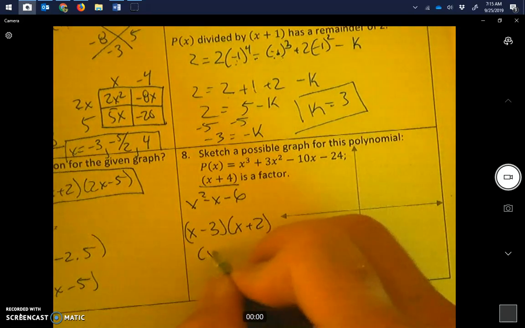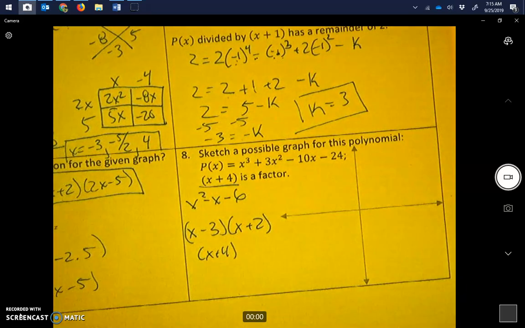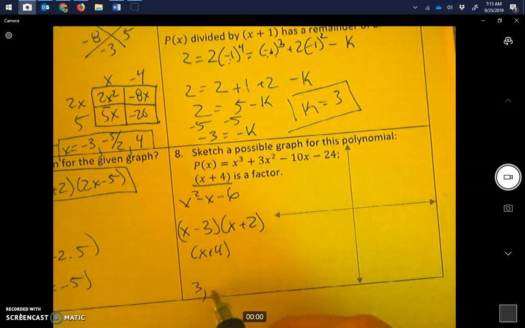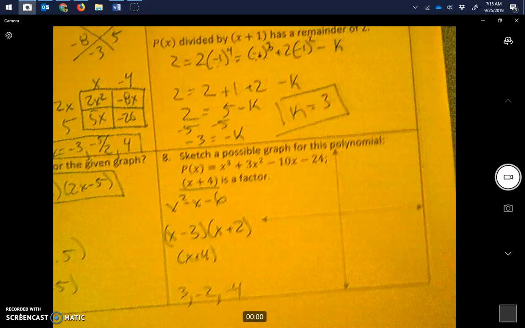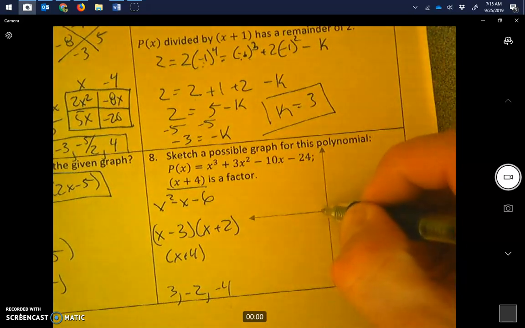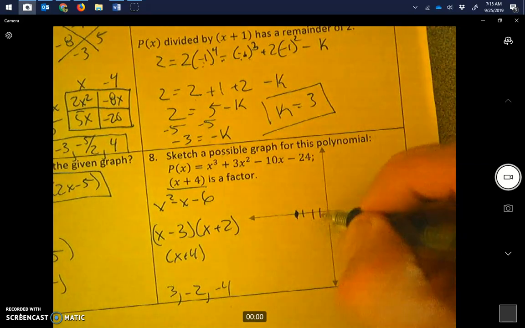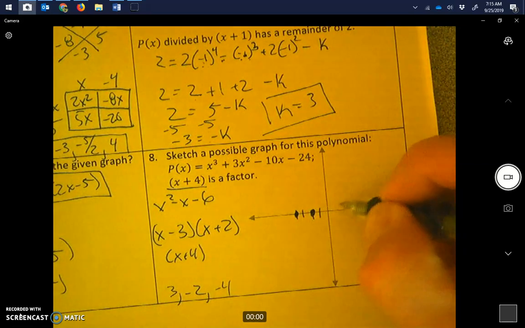I'll write this below so I don't interfere with my graph. I should write it right here, but if I do that, then it's going to get in the way of my graph. Okay, so I have 3 zeros: positive 3, negative 2, and negative 4. So let's plot all those. Negative 1, negative 2, negative 3, negative 4. Negative 2 is here, and then positive 3: 1, 2, 3.